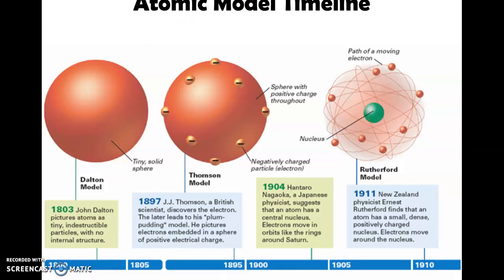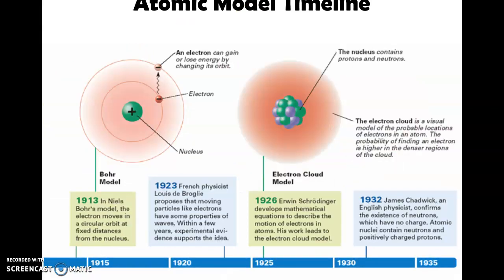Move on here. In 1913, you had Bohr. Niels Bohr came in and gave the electron moves in a circular orbit. So now we have a fixed frame of reference here, right? They're going to go in orbits. So much like the planets move around or revolve in orbits, Bohr said that the electrons do the same, right? And notice that it says an electron can gain or lose energy by changing its orbit. That's going to be important later. So hang on to that bit of information.